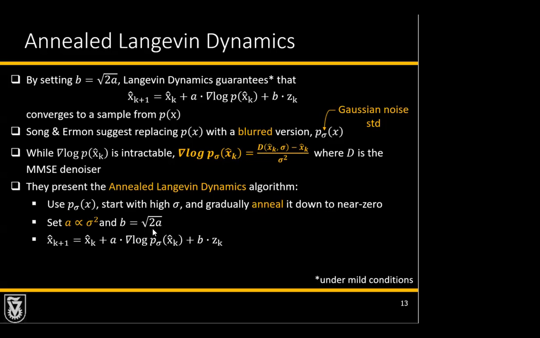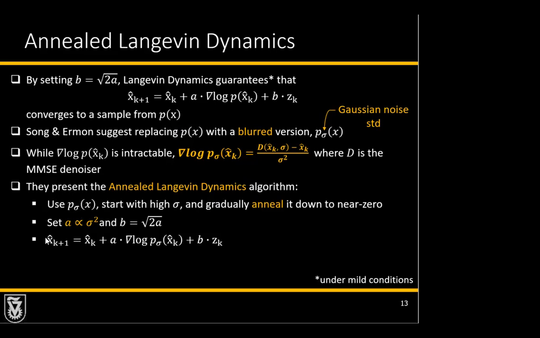With every step, we decrease this sigma until it reaches very negligible levels, so that the sample from P sigma of X looks very much like a sample from P of X, the non-blurred version. Why? Because the noise is very negligible. It is not seen to the naked eye.